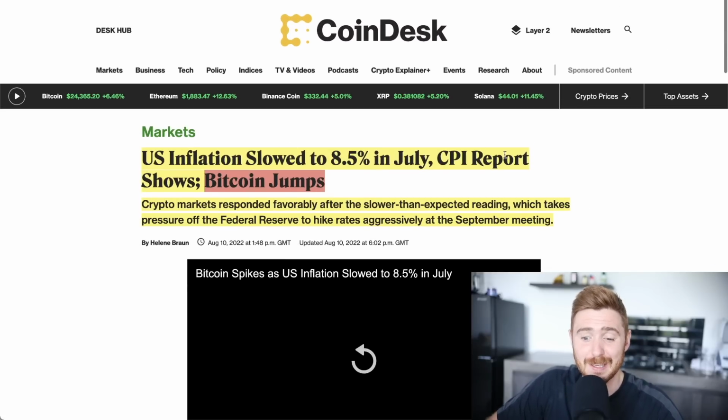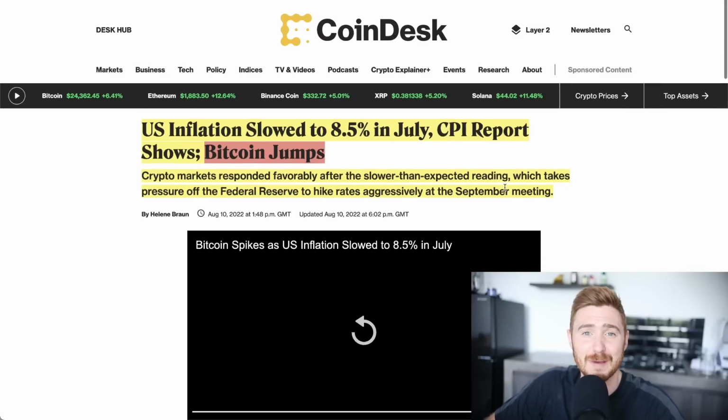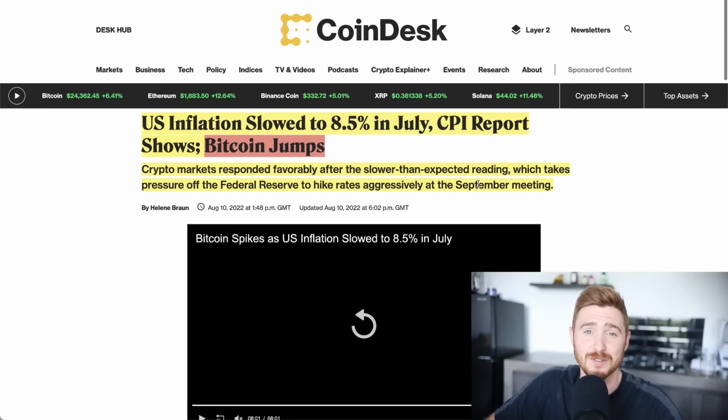With that said, if you guys don't know already, we actually had the US inflation showing 8.5% in July. This is the CPI report, and this is better than expected. So the market was overall expecting 8.7%, which was a reduction since last month, which was 9.1%, but we got better than expected, which is absolutely great.